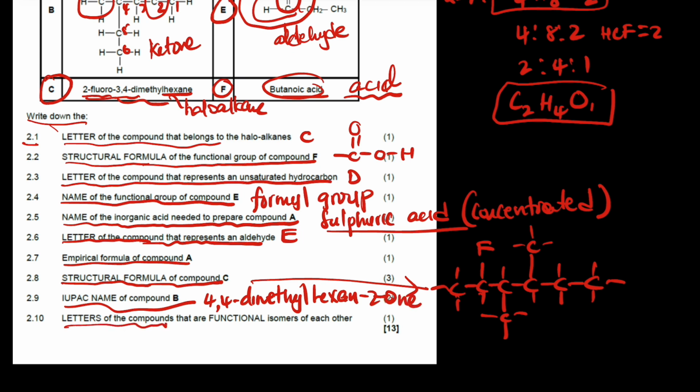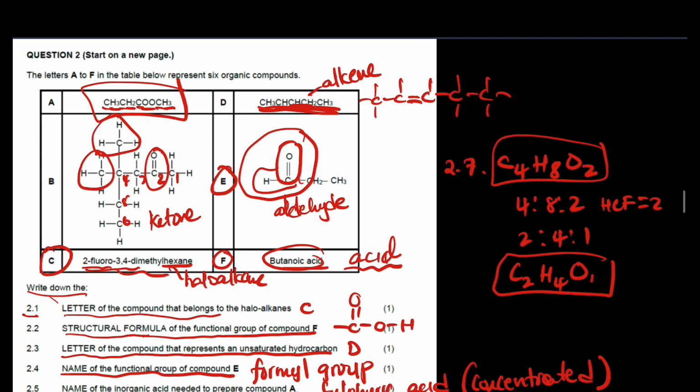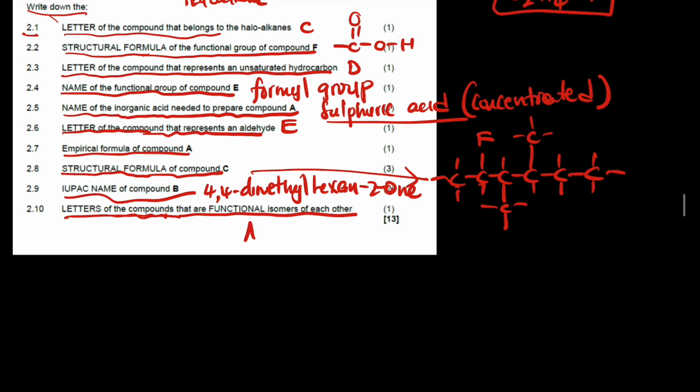Now 2.10, letters of compounds that are functional isomers of each other. Okay, the carboxylic acid and an ester are functional isomers of each other. So this is an ester, and this is the acid. How many carbons are there? It's 4. And how many carbons are there? 4. So these are functional isomers of each other. So the answer here is A and F. I hope, guys, that makes sense.